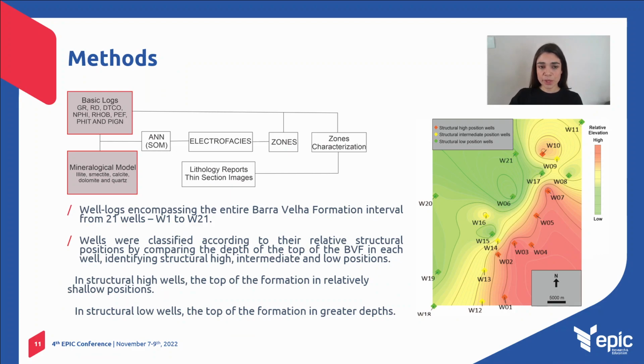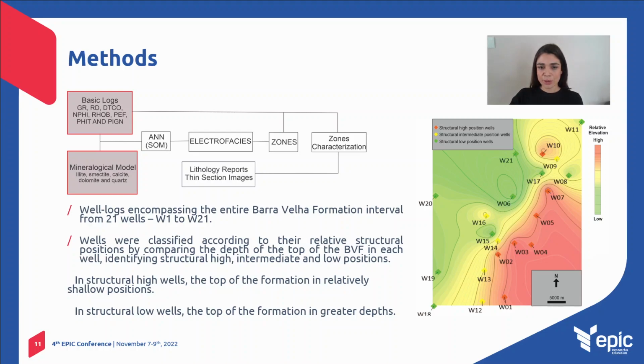As for the methods, we have used well logs covering the entire Barra Velha Formation interval for 21 wells, including conventional logs and a mineralogical model for the most common minerals found in the Barra Velha Formation. The wells were also classified according to their relative structural positions by comparing the depth of the top of the Barra Velha Formation in each well, identifying structural high, intermediate, and low positions.